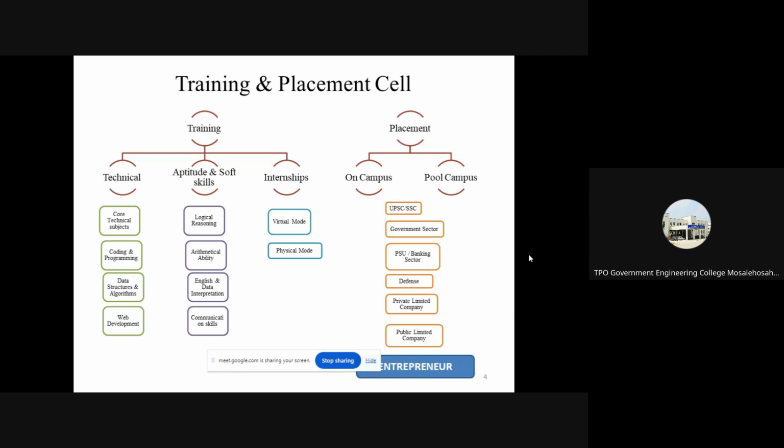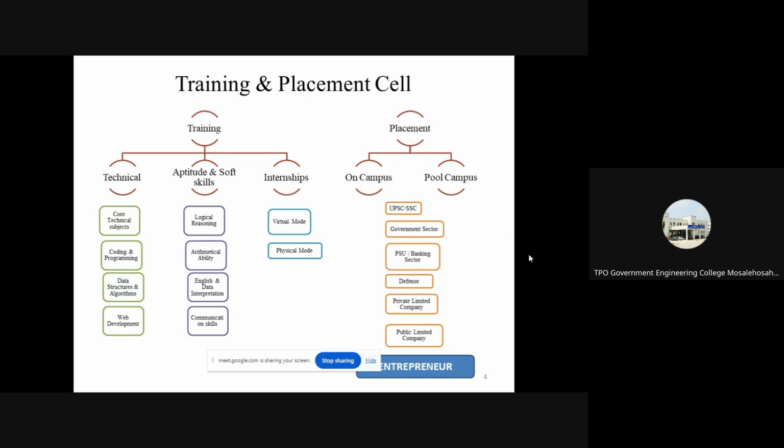If we understand the placement rounds, the first round is always the aptitude. The student has to clear the aptitude, only then will he be allowed to the technical, then the group discussion, and finally the interview round. So aptitude involves logical reasoning, arithmetic ability, and a small bit of English and data interpretation.